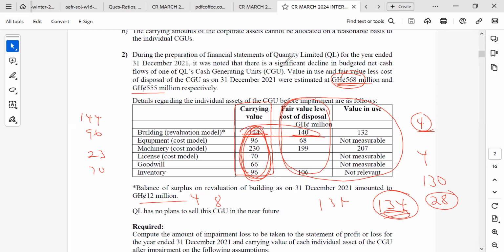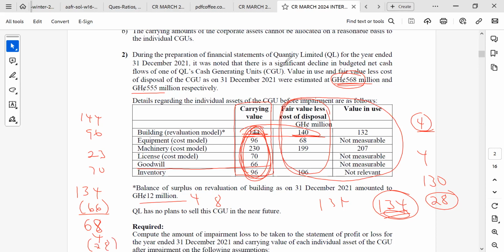So before we go, the goodwill is supposed to take all the impairments first. Let's apportion to goodwill before we start sharing. Okay. So goodwill, I didn't see the goodwill. Goodwill should take all the impairment of 66. Okay. So what are we going to be having after the goodwill? 68. Okay. So this 68 now, the building will be taking 4 and equipment will be taking 28, isn't it?